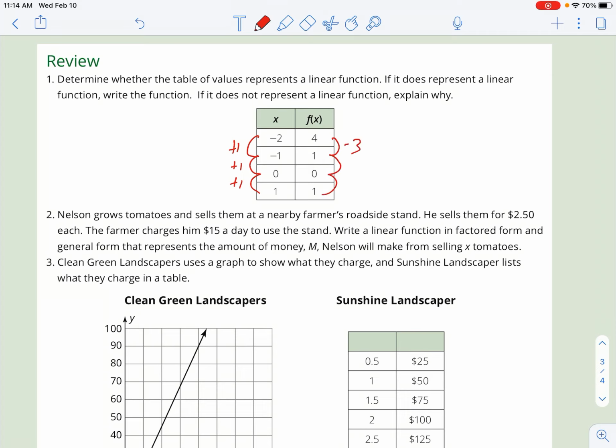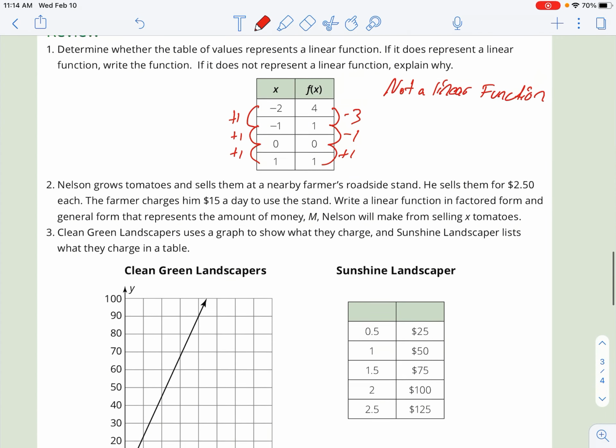4 to 1, that's going down 3. 1 to 0, going down 1. 0 to 1, going up 1. So because of that, this is going to say here then it's not a linear function. Needs to be consistent on both sides.